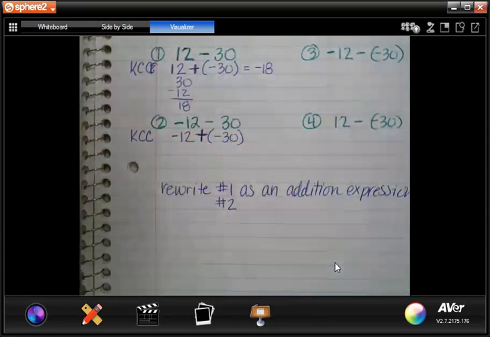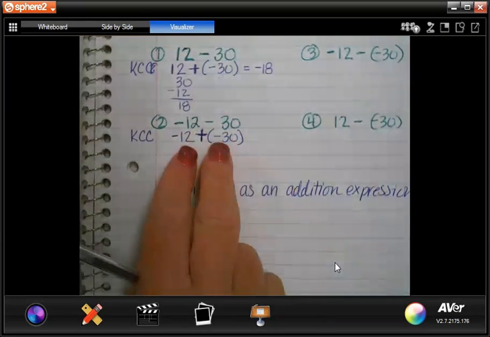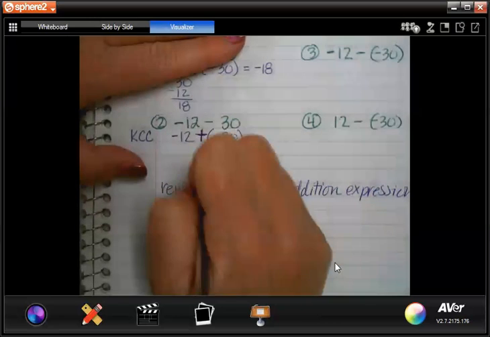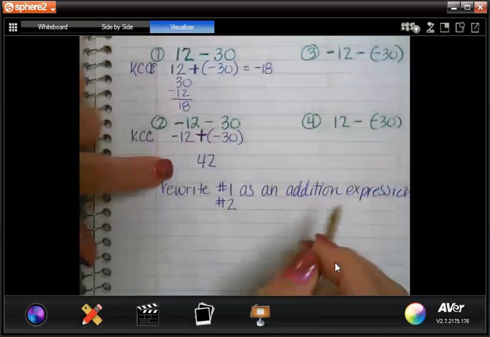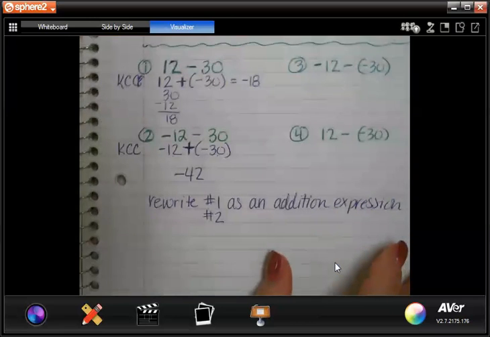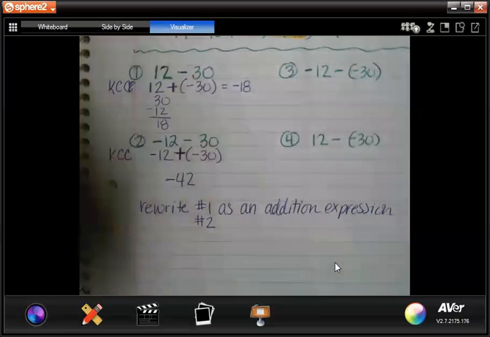I'm going to go back to the rules that I learned yesterday. When you add two numbers with the same sign, you add them. 12 plus 30 is 42. Both of them are negative, so my answer is a negative 42. Okay, so that's why yesterday it was so important that you understood how to add integers, because that's what we're going to do from now on.